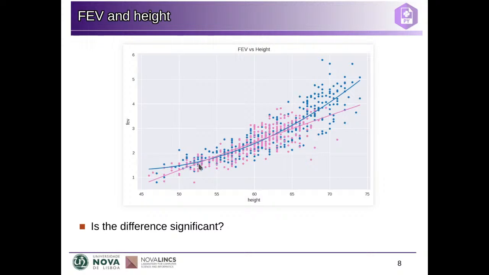Are there really differences in the way lung capacity is developing over time in boys and girls? Or does this difference just come by chance because the points are slightly more to one side or the other and they are not really significant? So how could we answer this question, if the difference between the curves is significant or not?